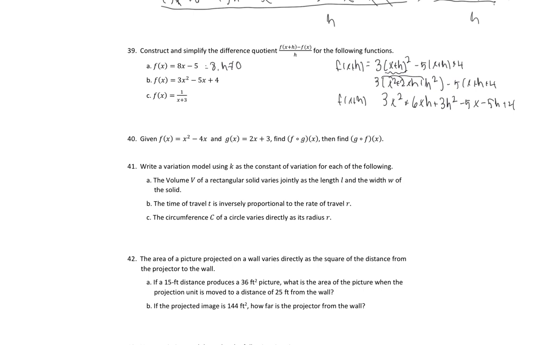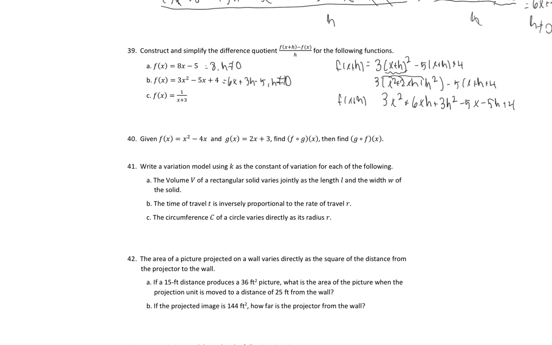And all these h's should cancel. So I'm left with 6x plus 3h minus 5. This h doesn't cancel because it was h squared. And we're going to say when h is not equal to 0 once again.